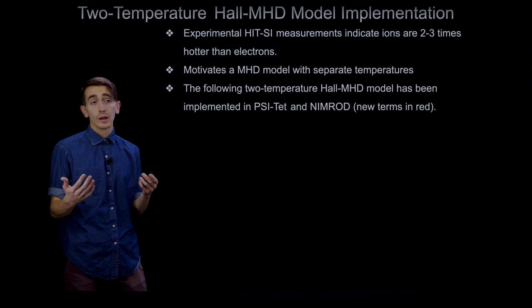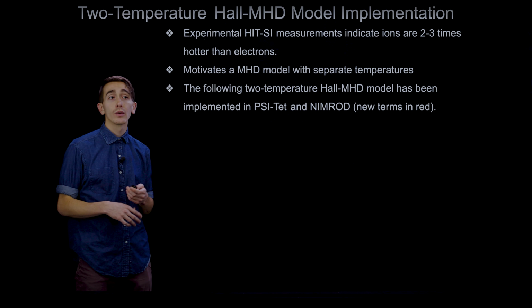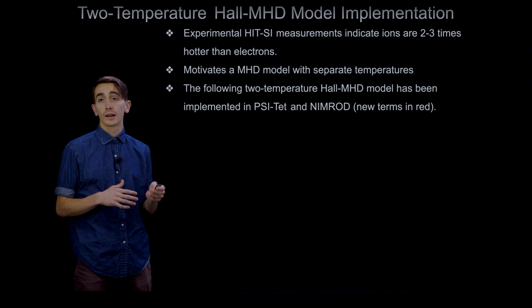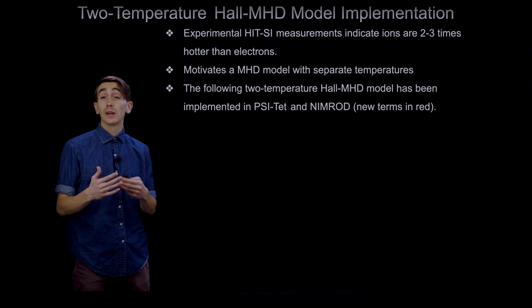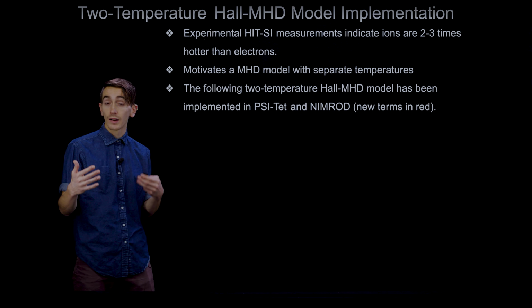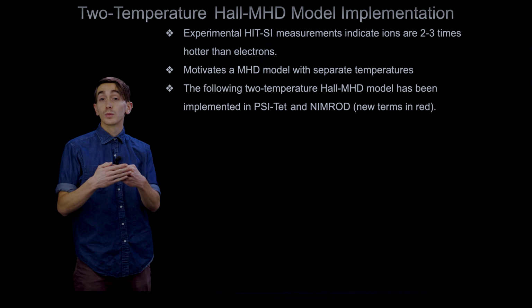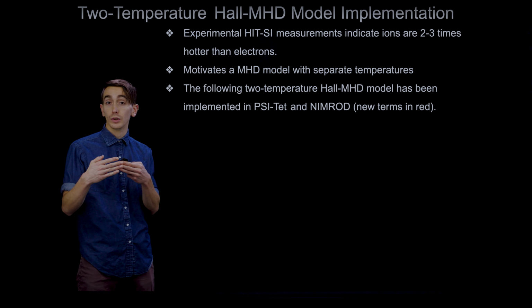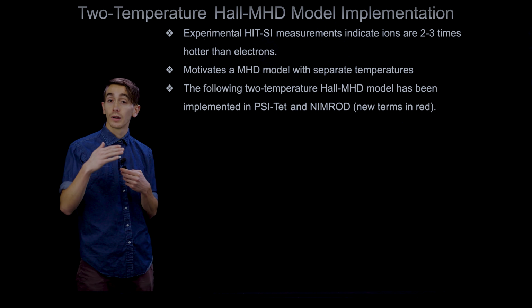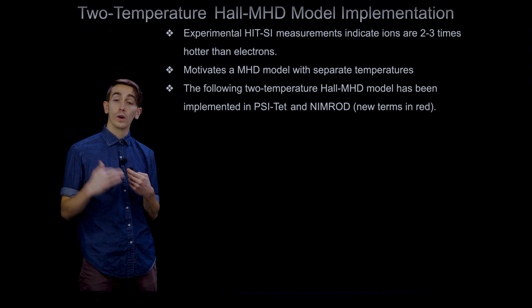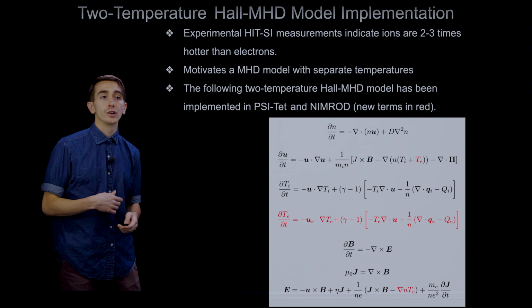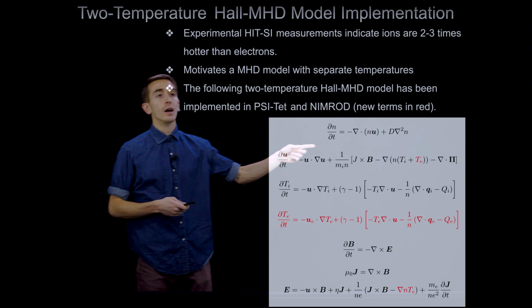And so we implement a two-temperature Hall-MHD model. I'll show you in a second. New terms are in red. This will still be a single-fluid set of evolution equations, but we've split just the temperature evolution into an ion temperature evolution equation and one for the electron temperature. And just for completeness, I'll show it briefly.